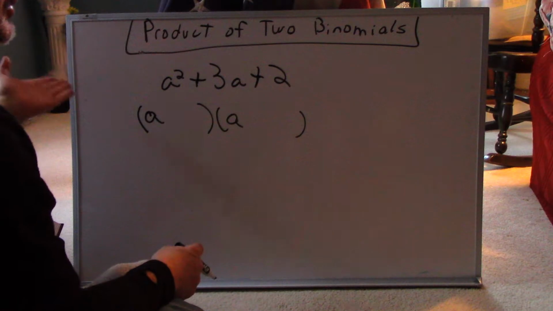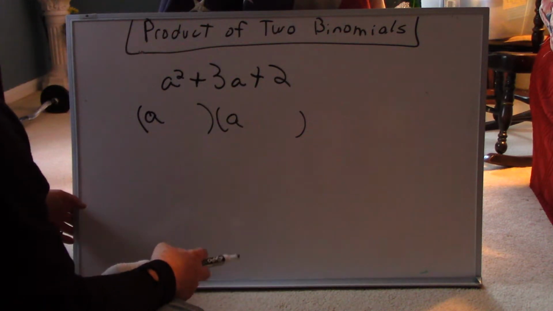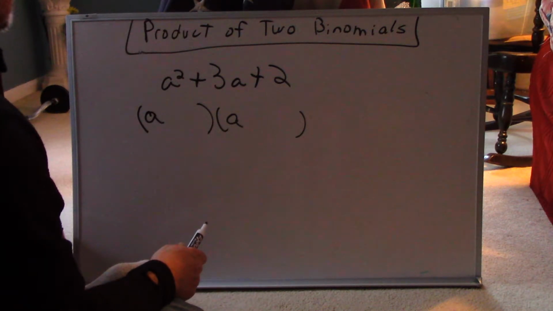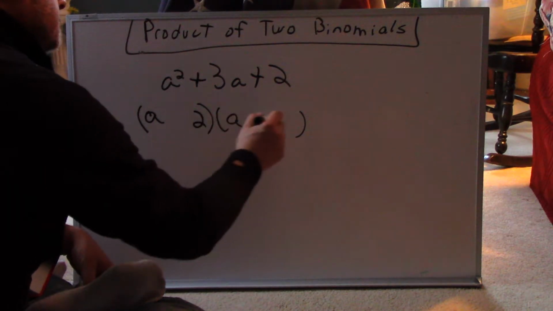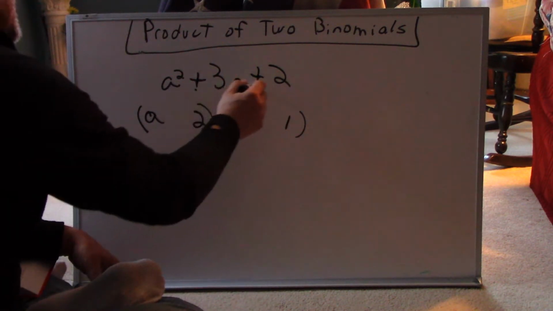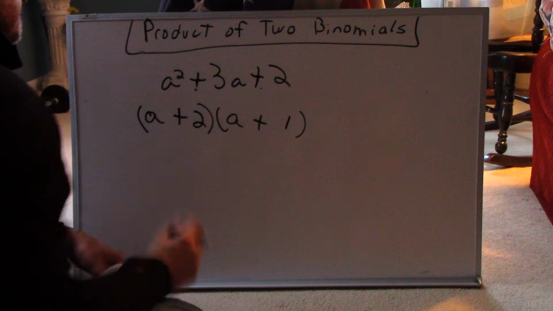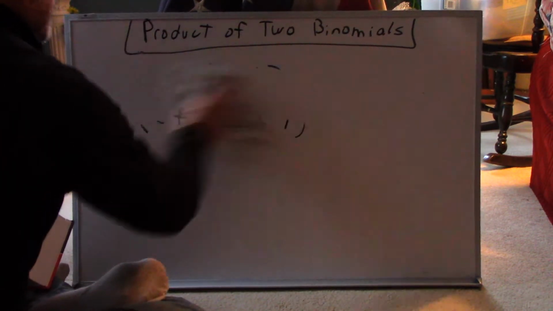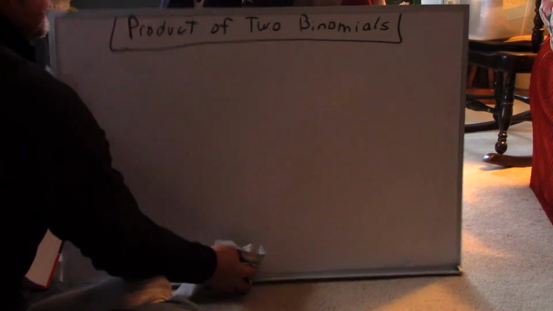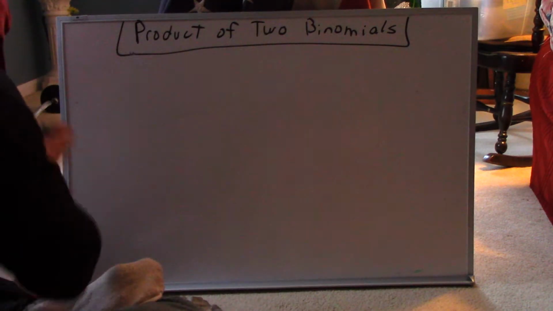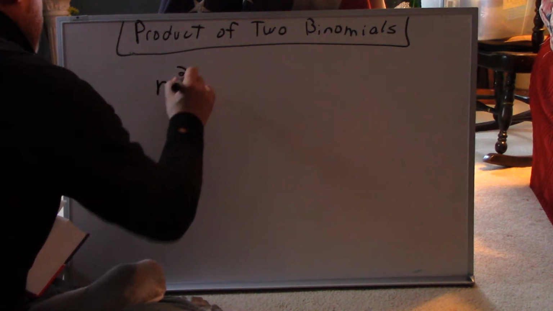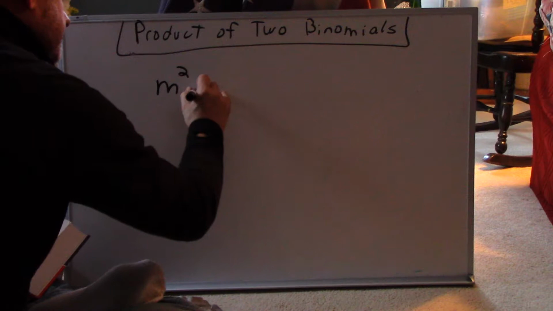Now, the only factors of 2, because it's a prime number, and a prime number is a number that only has 1 and itself as factors, are 2 and 1. That's it. And they're both positive, so you just put positive. Easy. I'm going to have to make a couple of videos of this type of factoring because it gets complicated. We'll start out with the easy stuff.